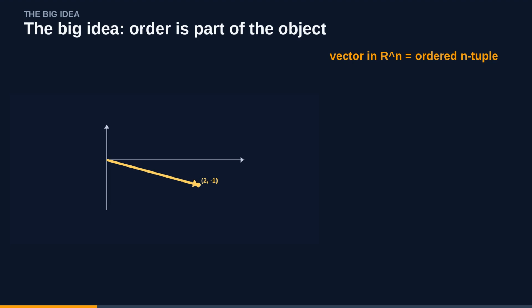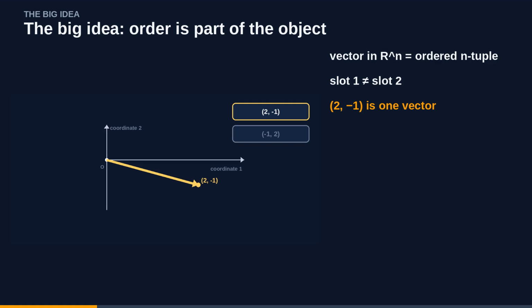A vector in Rn is an ordered collection of n real numbers. The order is not decoration, it is part of the object. The first slot and the second slot play different roles, so the same two numbers in a different order are a different vector.